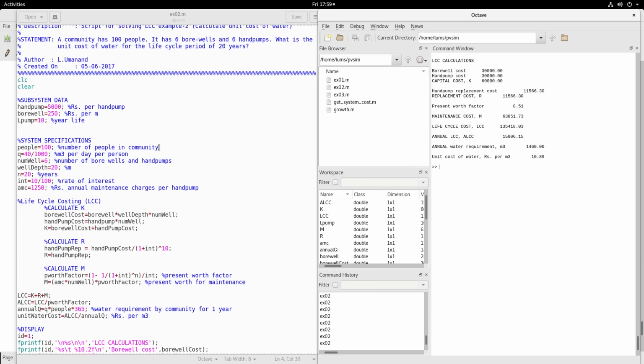So I will leave it to you again to experiment with different values for the system, put in realistic numbers and try it for your water pumping system, and try to calculate the unit cost of water using the script file and modifying the script file. I will share the script file with you in the resources section.